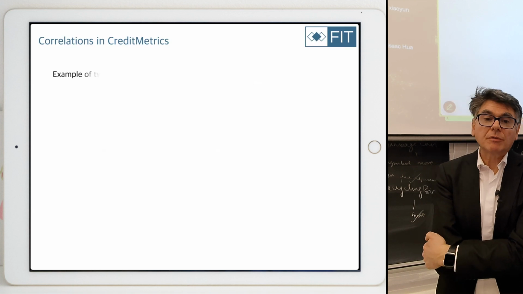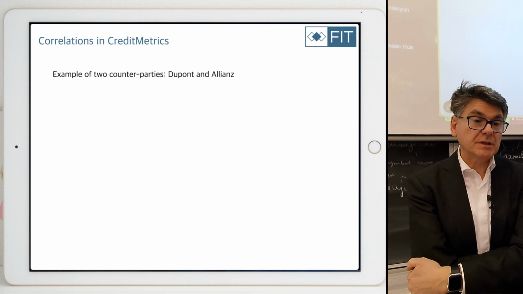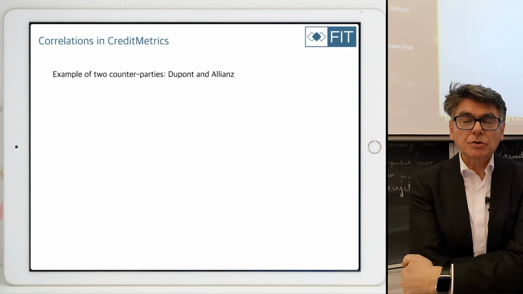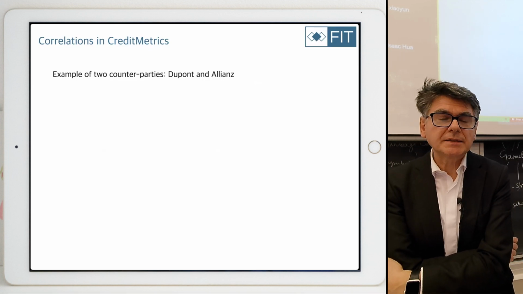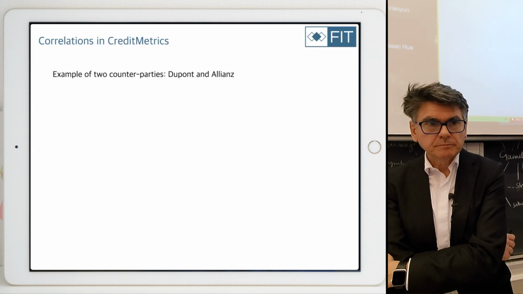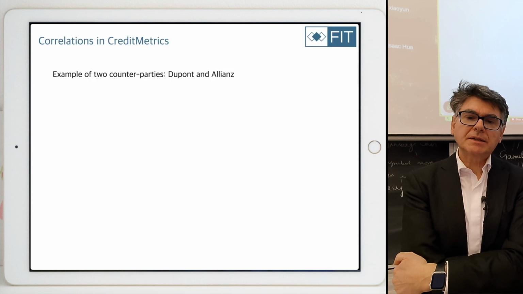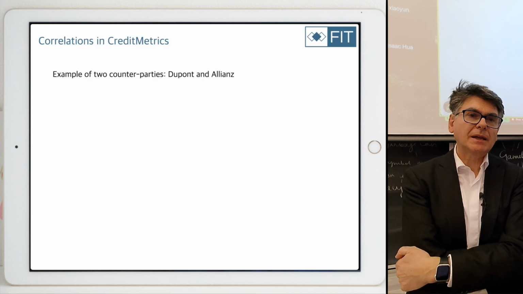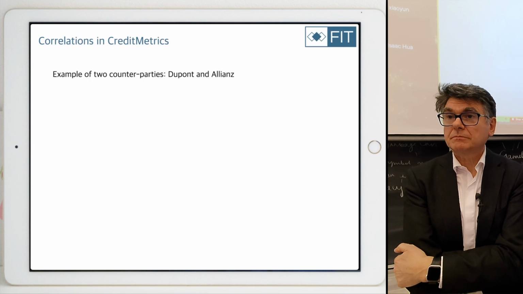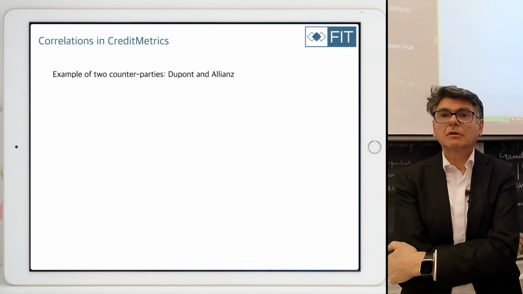So how do I correlate my counterparties in this case? They give you a recipe, and this is a recipe. There is no theorem, there's no math, it's just a recipe. I'll give you the recipe. And to give you the recipe, I'm going to use an example. Let's say that my counterparties are DuPont and Allianz. DuPont is a plastics manufacturer in the United States, and Allianz is an insurance and banking enterprise in Germany. These are my two counterparties. How do I find the default correlation between them?